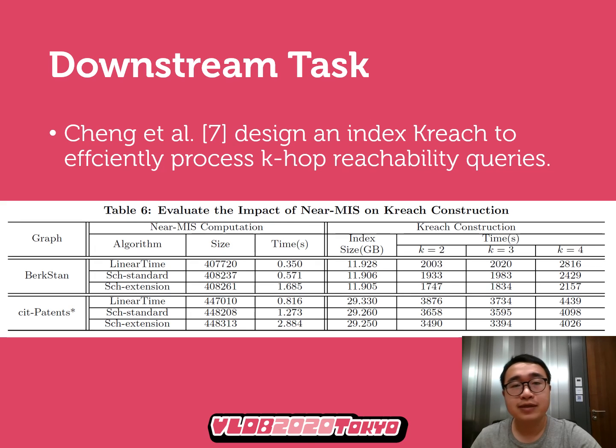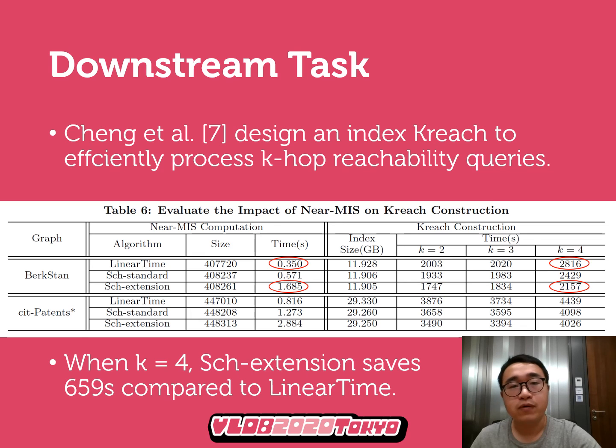Here, the K-reach index is constructed based on the near MIS generated by different algorithms on large real networks. When K equals 4, scheduler extension saves about 10 minutes compared to linear time, but merely uses 1.3 extra seconds to compute the near MIS. These results on the K-hop reachability task demonstrate that it is valuable to further improve the near MIS quality by our proposed methods at the expense of mild extra time cost.